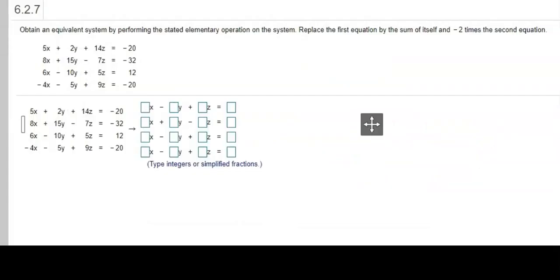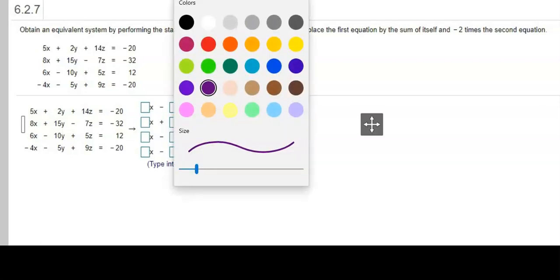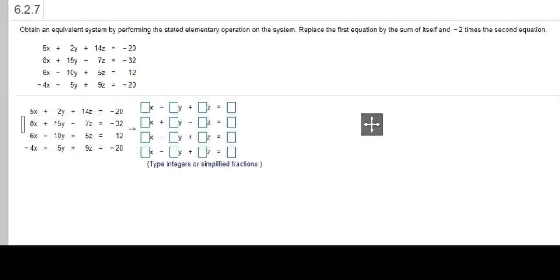Pause. Okay, so this one says, look, I made it bigger. Obtain an equivalent system by performing the stated elementary row or elementary operations on the system. Replace the first equation. So looking at the first equation, I am not going to write the first equation right now.